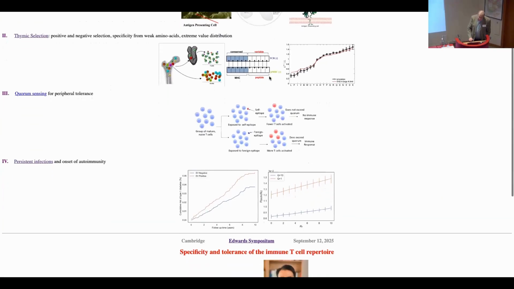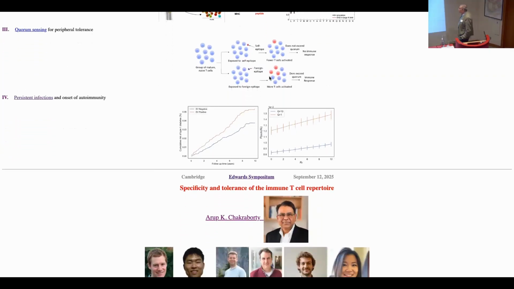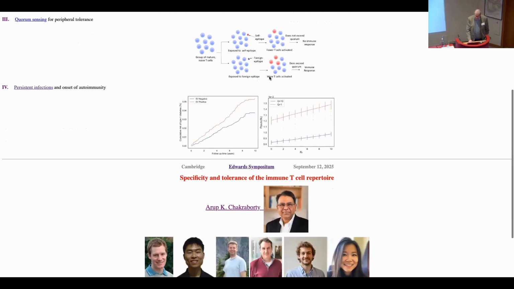But despite this thymic selection, there are bound to be some T cell receptors that are self-reactive that escape. And there appears to be this quorum mechanism where the decision to mount an immune response is not made by a single T cell, but by a collection of T cells that communicate with each other through passage of IL-2 and achieve some kind of a quorum.